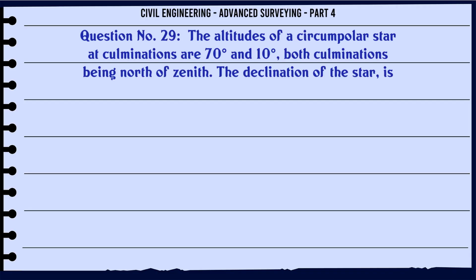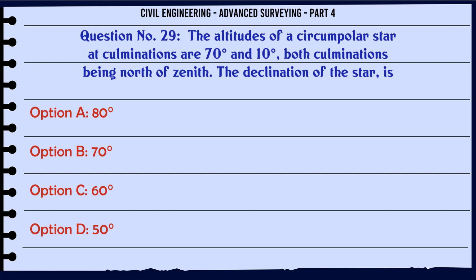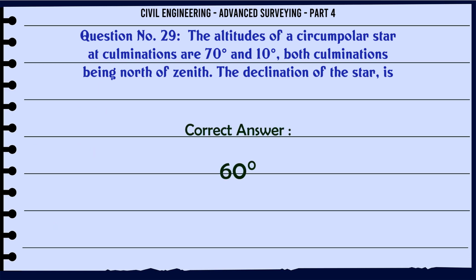The altitudes of a circumpolar star at culminations are 70° and 10°, both culminations being north of zenith. The declination of the star is: A. 80°. B. 70°. C. 60°. D. 50°. The correct answer is 60°.